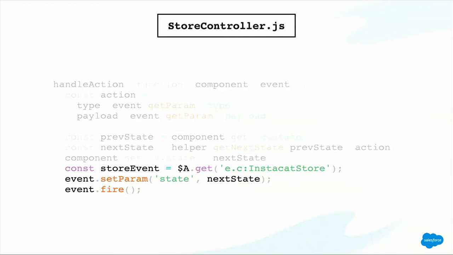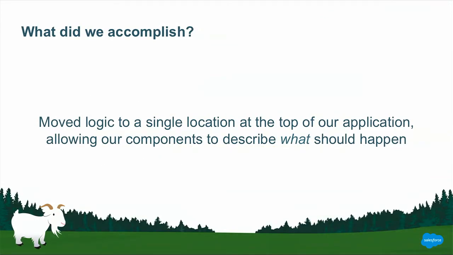And no, we don't have to worry about it being out of sync or some components not updating correctly, because everyone's going to get the exact same copy of the state. The data will be exactly the same, and we know exactly where that logic was happening. So what did we accomplish? We moved all of our logic to a single location at the top of our application, allowing our components to describe what should happen, not necessarily how it should happen.